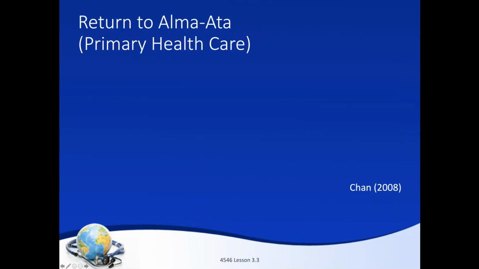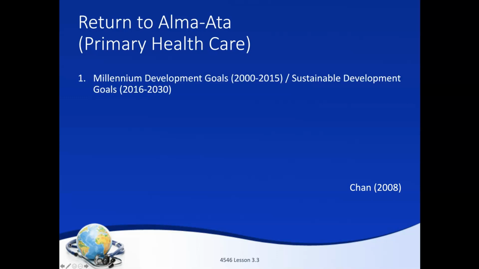And so the article that's one of the required readings for this week is The Return to Alma-Ata. And so what this author is saying is that the Millennium Development Goals, and more recently the Sustainable Development Goals, have breathed new life into the values of equity and social justice, and this time with a view towards ensuring that health is available between countries to all people and within countries. So it's looking at specifically how do we sustain health in each country.